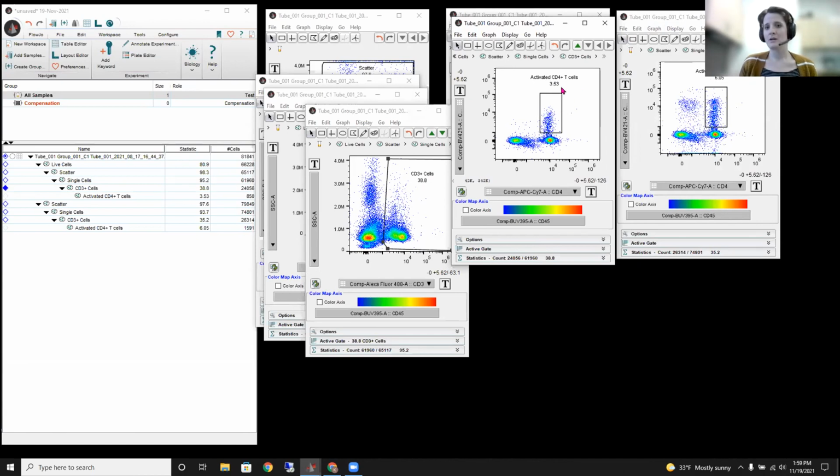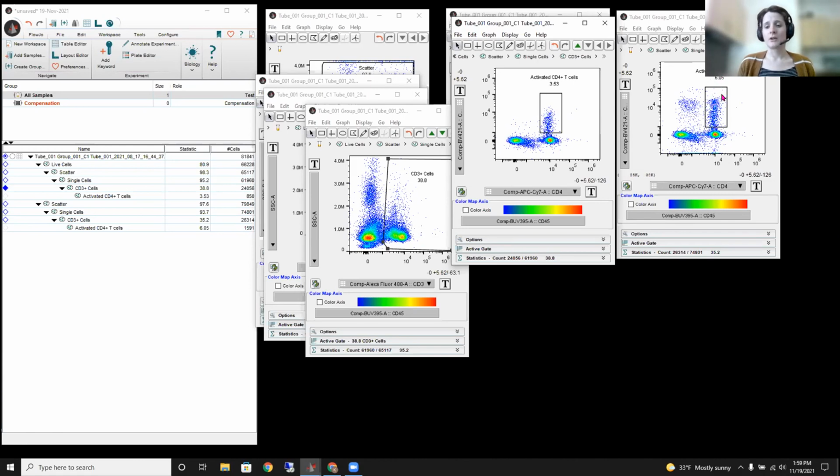We see a pretty dramatic difference across these files. Okay, so actually it's the same file rather, so I misspoke a bit, but we see a very dramatic difference when we exclude the dead cells with a 3.53% positive population, as opposed to when we don't include the viability dye in our analysis, where we have almost double the amount of these activated CD4 positive T cells.